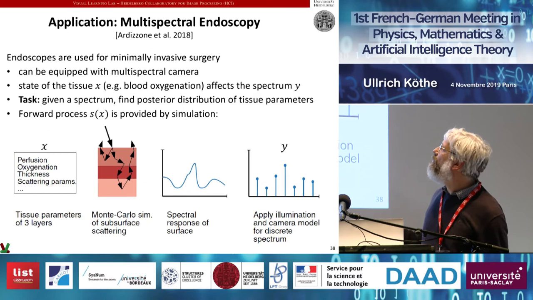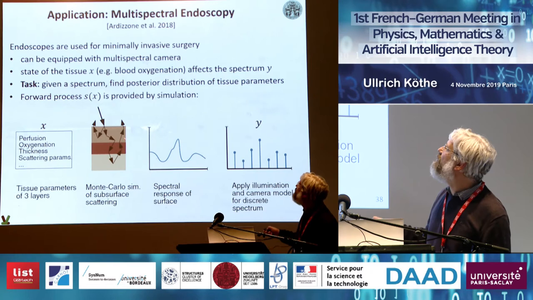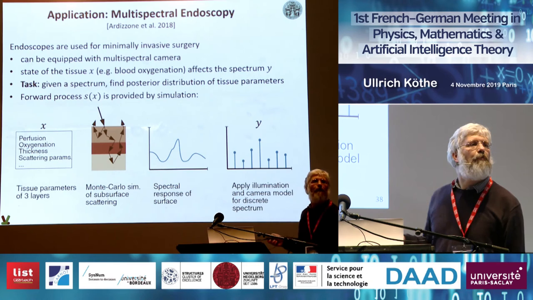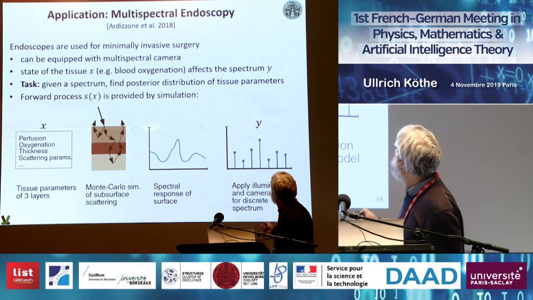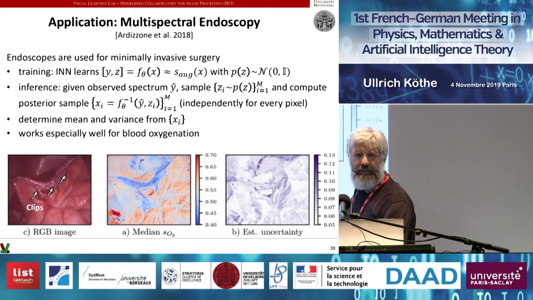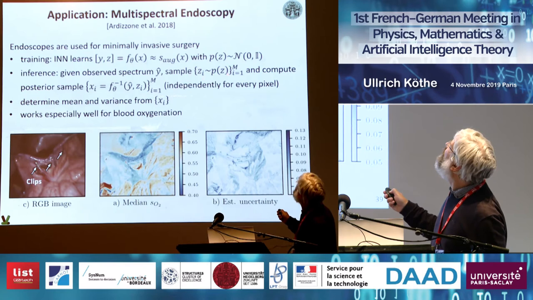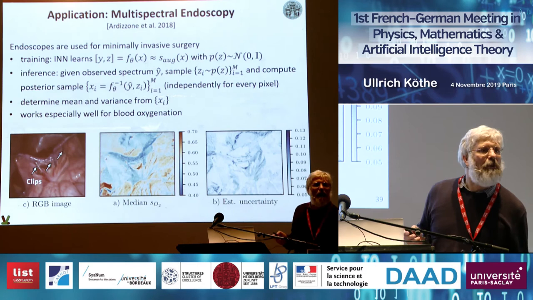They have a lot of particles that are scattered and then come out and are detected by the camera, and this is the theoretical spectrum that they get from the simulation, and then it's discretized according to the parameters of the particular camera that they want to use. So we have here 7 spectral channels. And what we want to do is learn Y and Z. Y is the spectrum, Z are latent variables such that Z is normally distributed, so that we can sample from Z, take some observed spectrum, and get the tissue parameters X back.